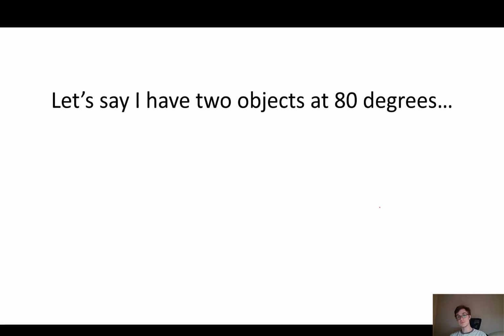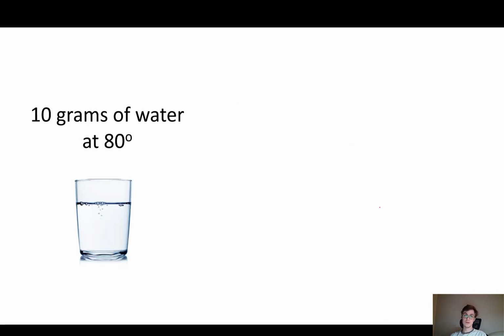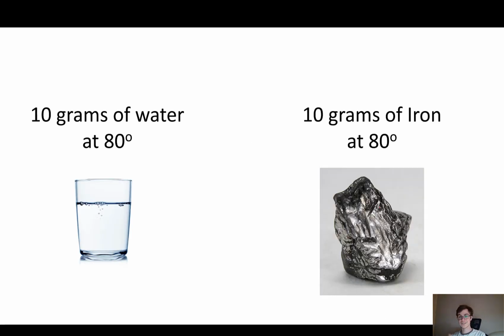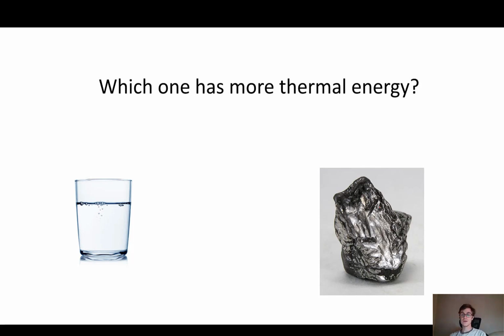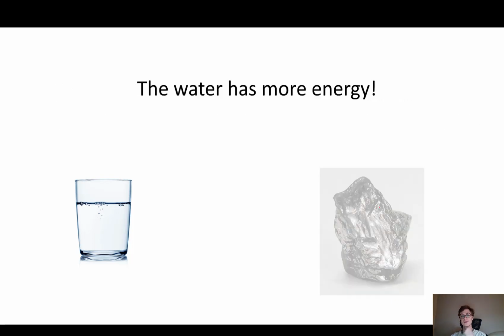Let's say I have two objects at 80 degrees, and this time let's say I have the same mass of both. I have 10 grams of water at 80 degrees, and then I have 10 grams of iron at 80 degrees. So metal and water, same temperature. Which one has more thermal energy stored inside of it? So here's a hint. They don't have the same amount, even though they're at the same temperature and they're the same mass. One of them has more than the other. Well, the water has more thermal energy inside of it.